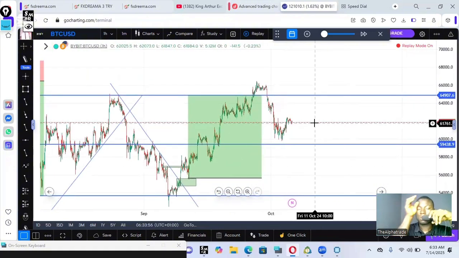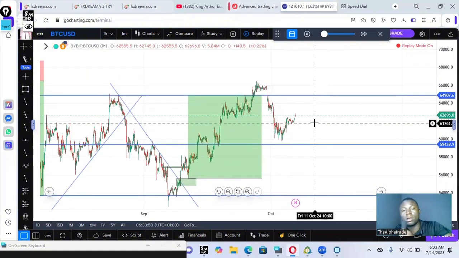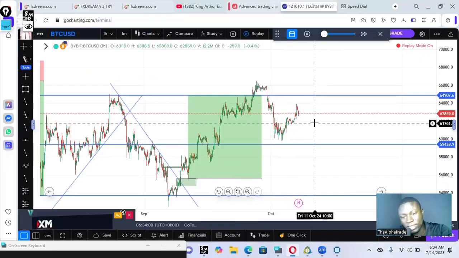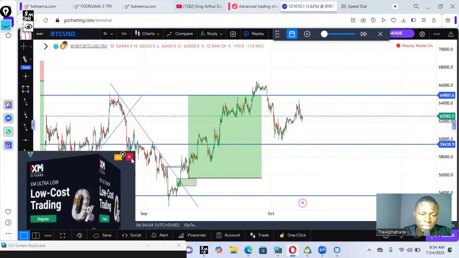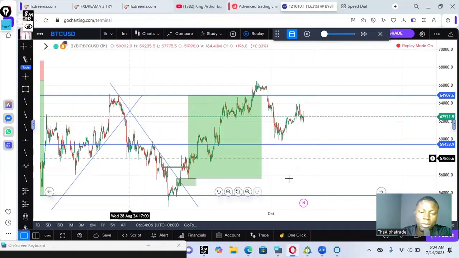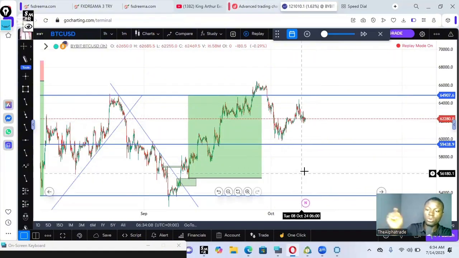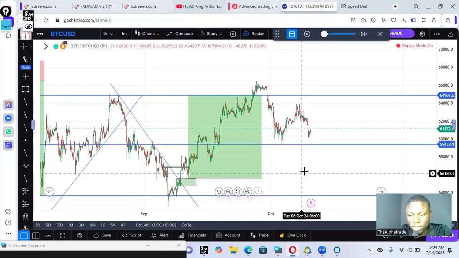So this is how trading the support and resistance and trend line combo works. It works on synthetic currencies, currency pairs, crypto, and stocks, and what have you. Go and try this out and let me know what you think in the comment section.